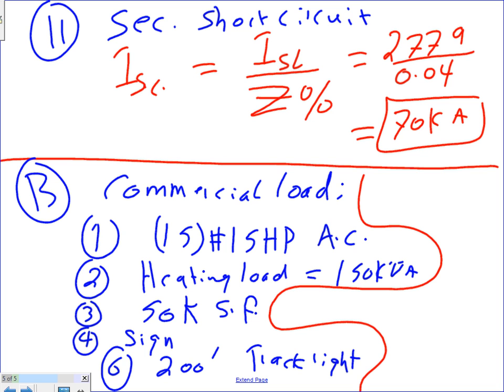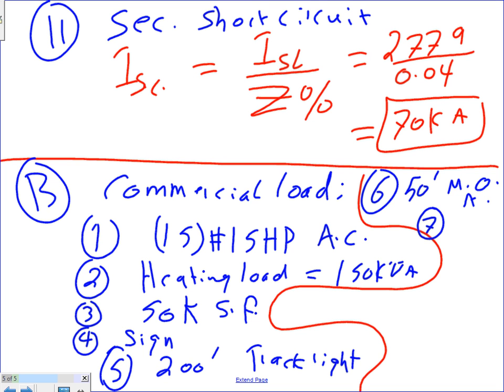5 is the sign. 6. 4 is a sign. 5 is 200 feet of track lights. 6, one sign. 6 is 50 foot of multi-outlet assembly. Is that continuous or non-continuous? Non-continuous. Unless I tell you it's continuous, it's always considered non-continuous.